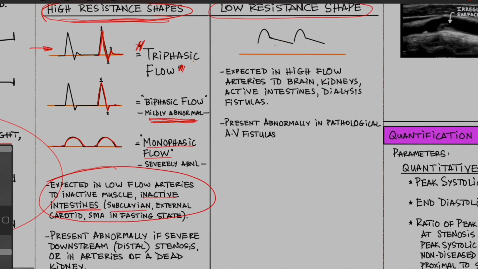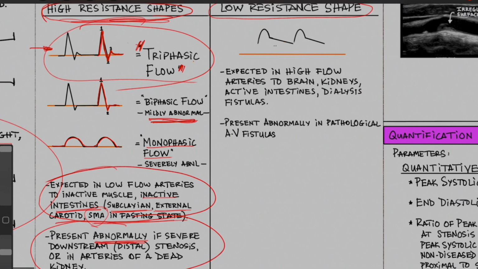Some examples would be the subclavian artery, which goes to your arm. The external carotid artery goes to the face. It's muscles, after all. It's not your brain. And the superior mesenteric artery in the fasting state. These would all have triphasic flow. This pattern can be present abnormally if there's a severe downstream distal stenosis or in the arteries of dead kidneys.